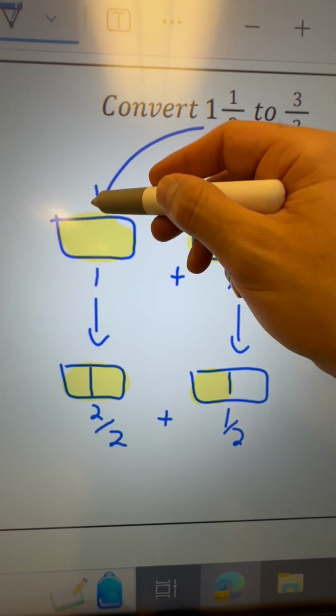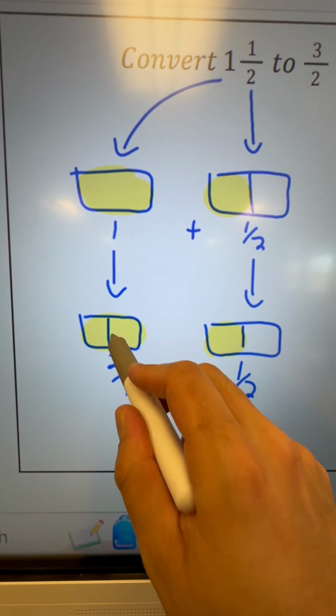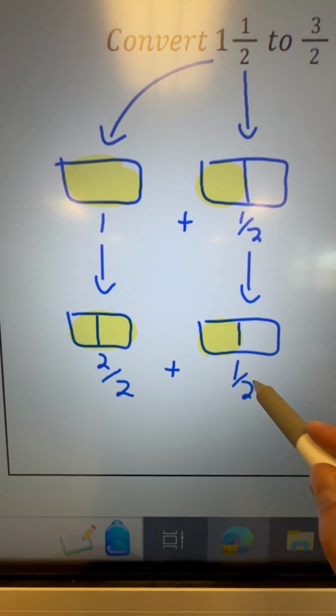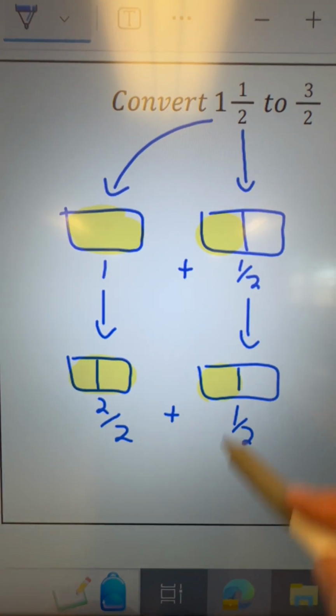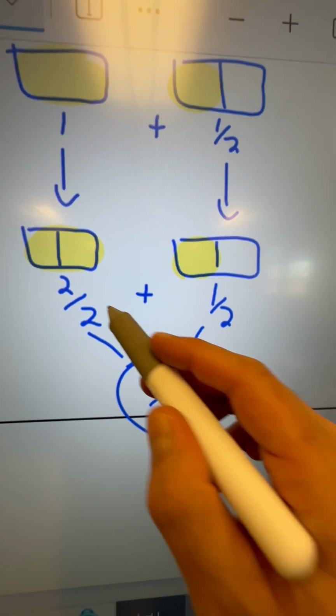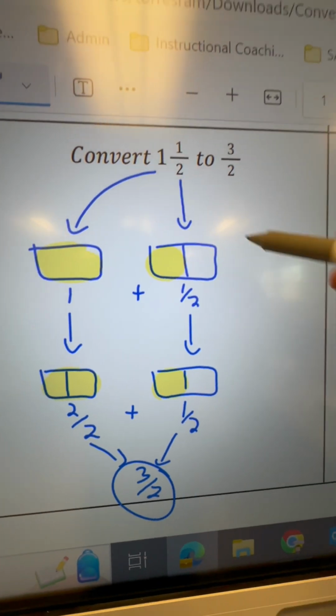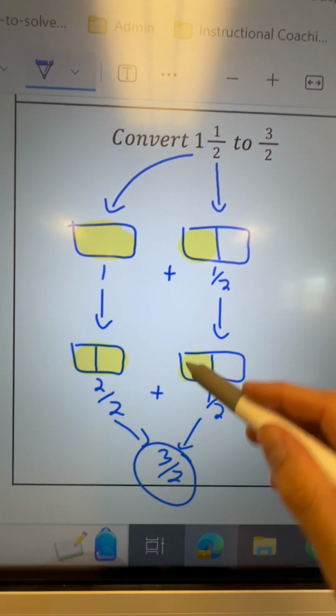And now you can see that when I cut this in half, 1 is the same thing as 2/2, and that stays the same as 1/2. So now we have 2/2 plus 1/2 is the same thing as 1 plus 1/2. And finally, you can see when you combine these together, we have 1, 2, 3 halves. So we just showed 1.5 is the same thing as 3/2.